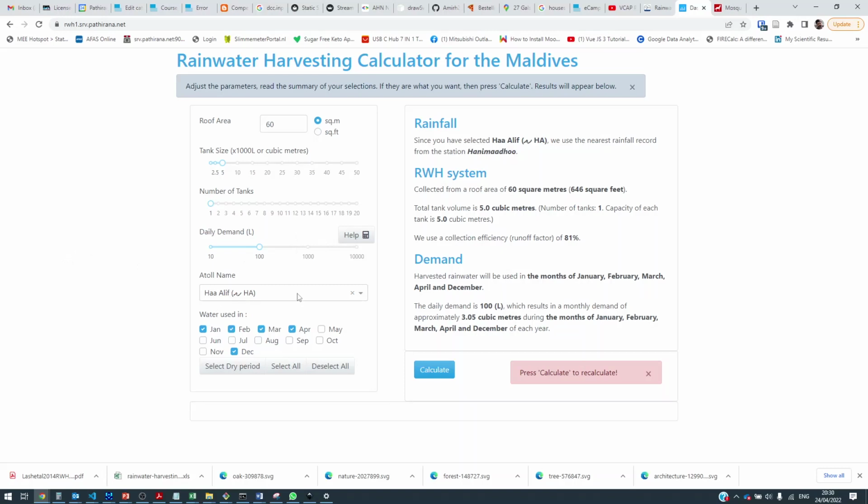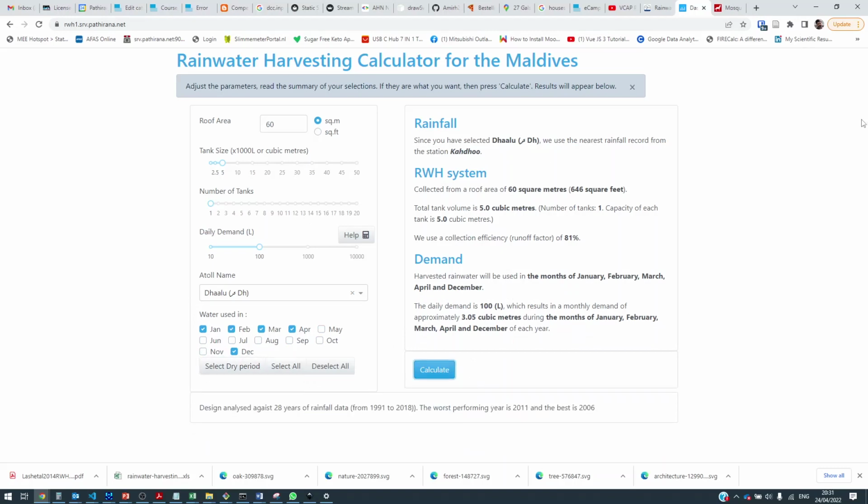And then here you select the province. The Maldives extends quite a long way from north to south, and the rainfall changes quite a lot. So you have to select which province you want to work with. Depending on that, the rainfall regime is quite different. Rainfall can vary from 2,300 in the south atolls to about 1,700 in the north. And then, are you going to use this rainwater harvesting system year round or only for the dry period? You can do it for the whole year, or select the dry period, or you can customize it. Then after that, when you are satisfied, you can calculate the behavior of the system.